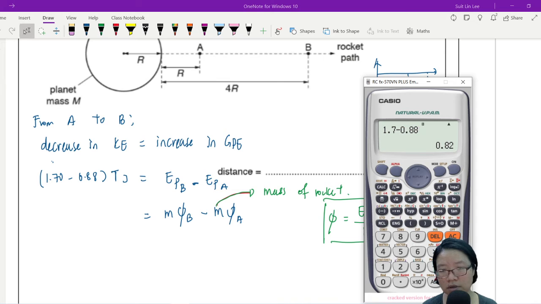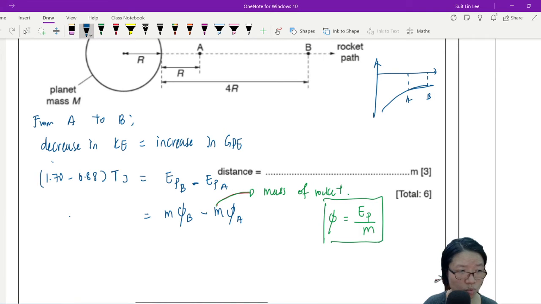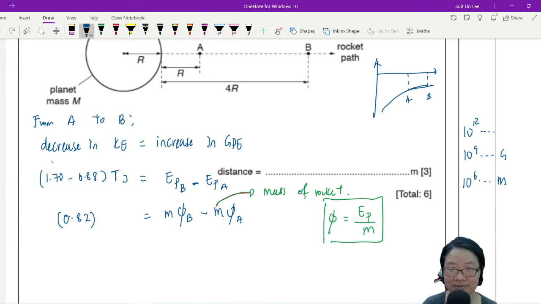Ding ding, that would be 0.82 tera. Tera is 10 to the power of what? Terabytes. If you forget, you can go: 10 to the power of 6 is megabyte. We always go 6, 9, 12. Gigabyte, terabyte, times 10 to the power of 12. Okay? And this will be the mass of the rocket.